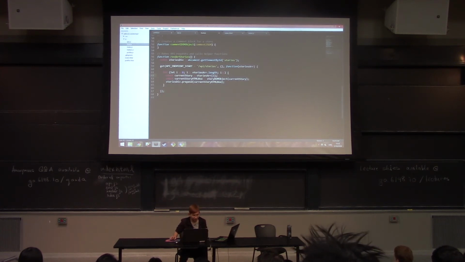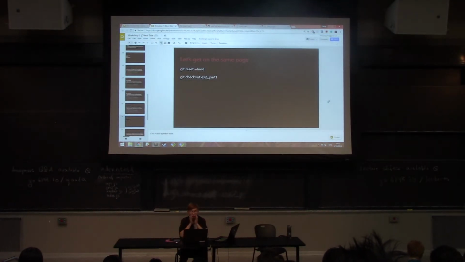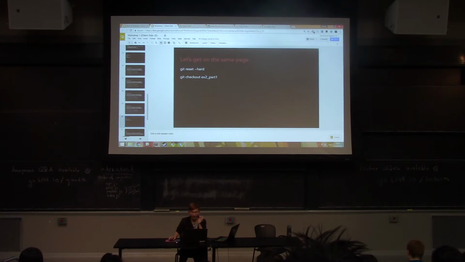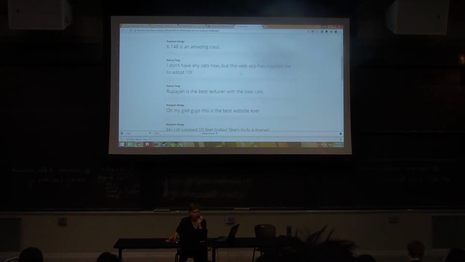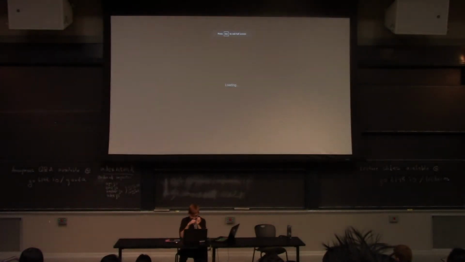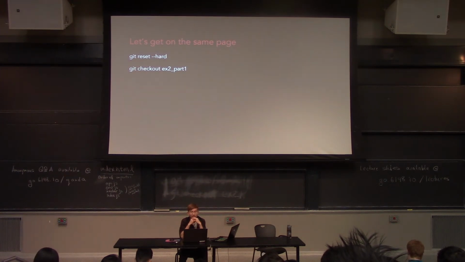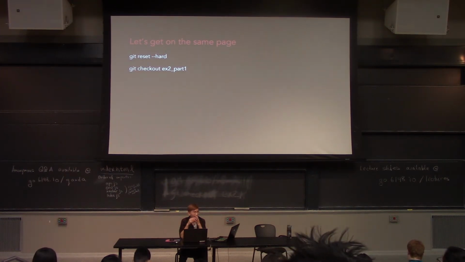To catch up to where I am now, where we have an index.html page that displays all the stories, just follow these steps. Use git reset --hard to reset the changes you've made, and then git checkout this new branch, which basically contains the code that I just wrote.